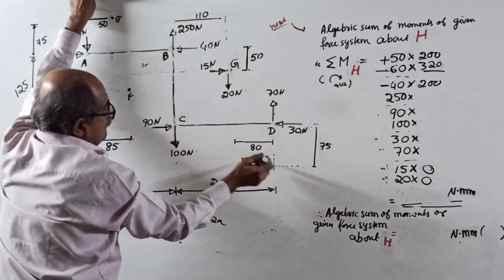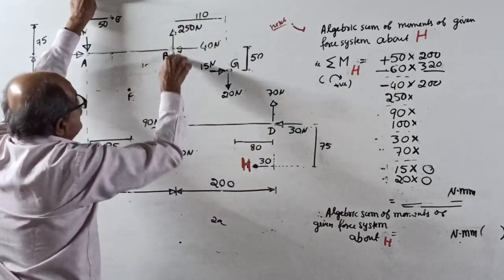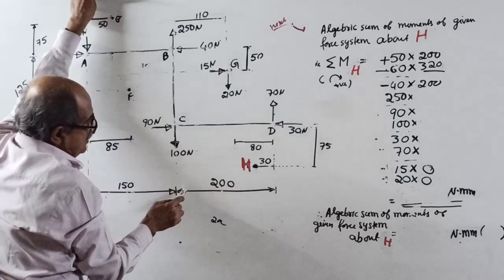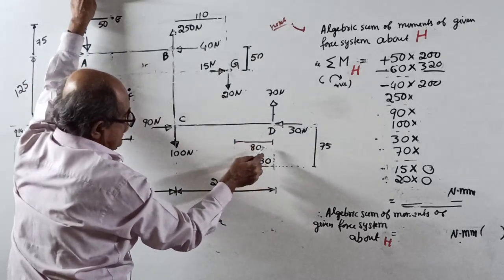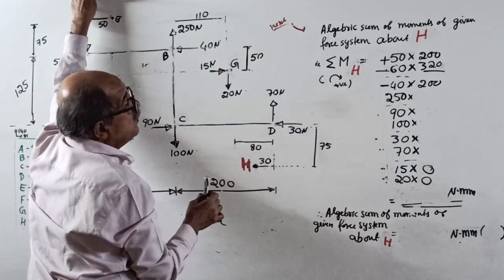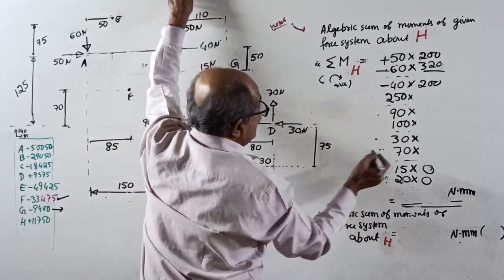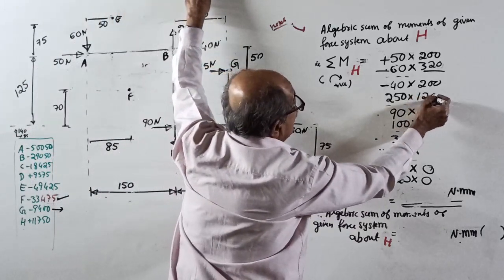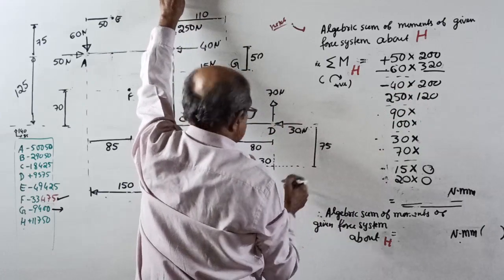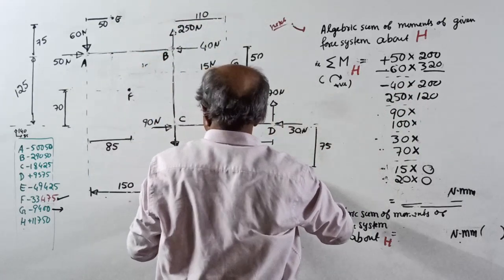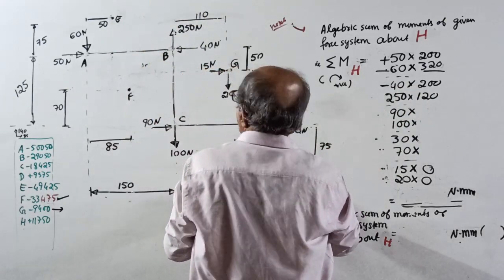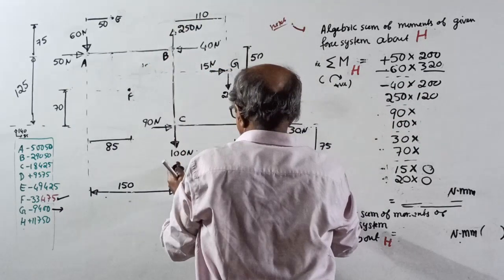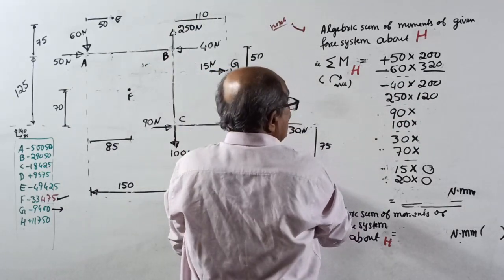250 into, from H point to this line of action, this distance. 200 minus 80 is 120. Correct? 120. Yes, only 120. Other 320, yeah? Yes, 120. See here. Which one am I writing? 250. 250 into from 200.